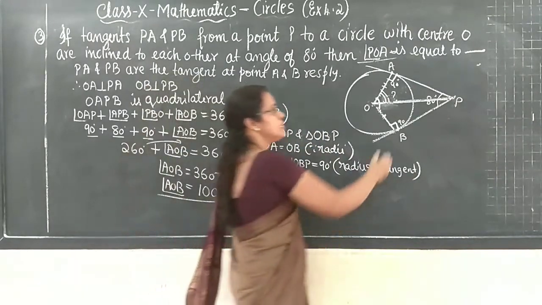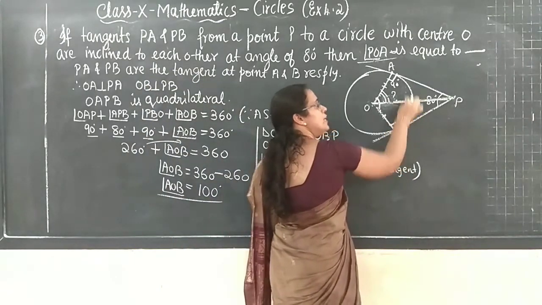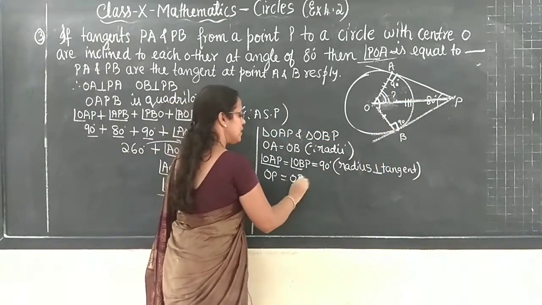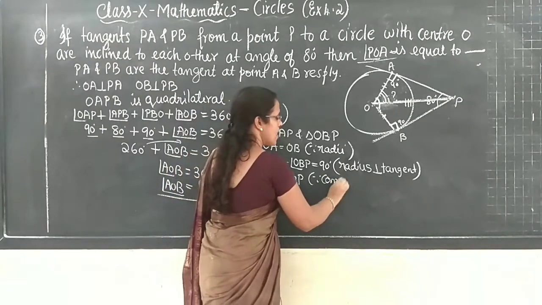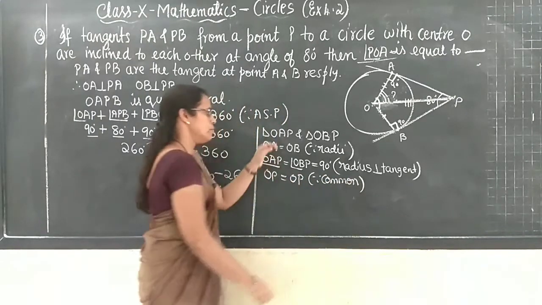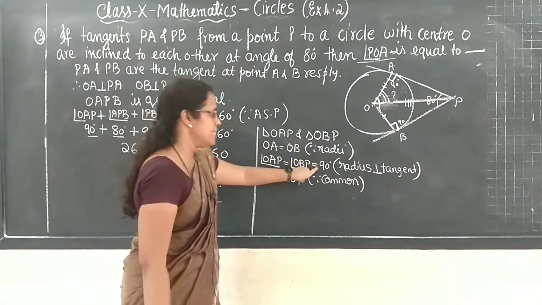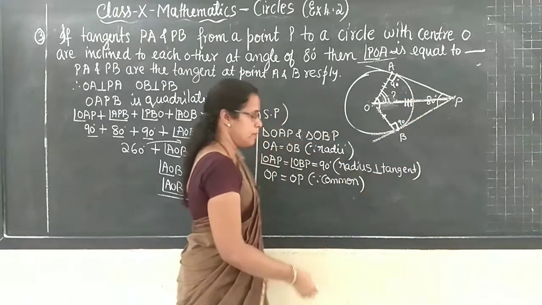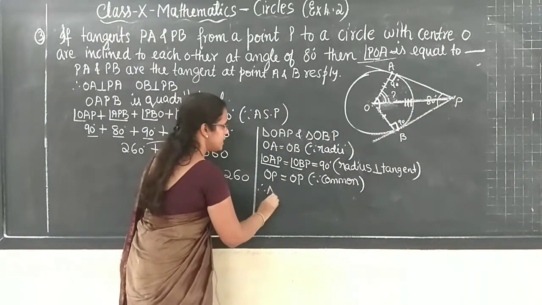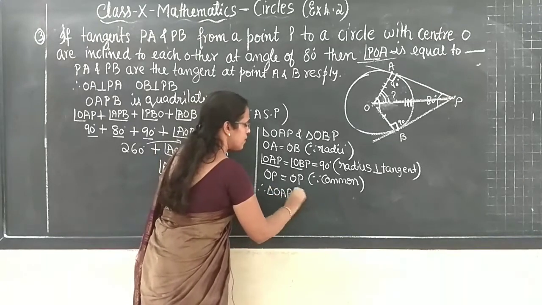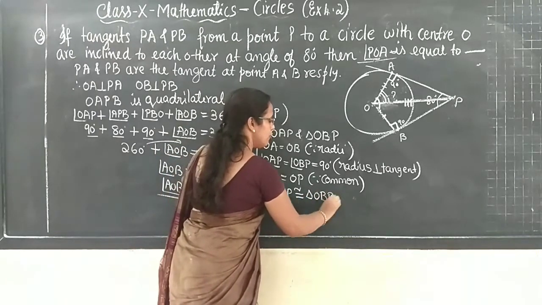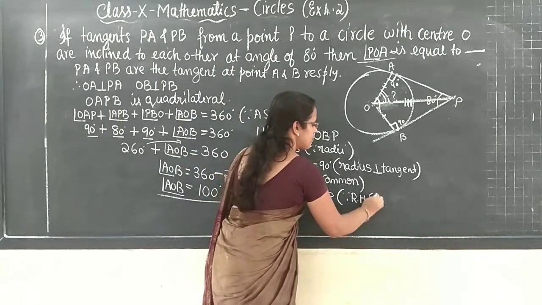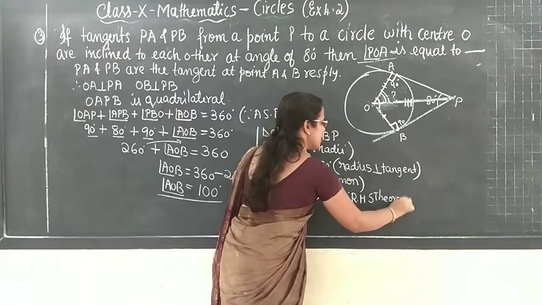One more thing that is equal is OP, which is common to both triangles. Yes or no, children? OP is equal to OP. This is a common side. Because of these three things, this is 90 degrees, and the side opposite 90 degrees is the hypotenuse. Because of this, these two triangles are congruent. Because of which theorem? RHS theorem.